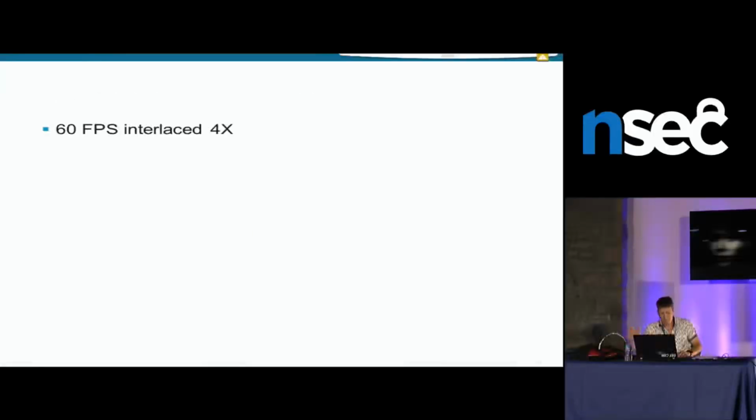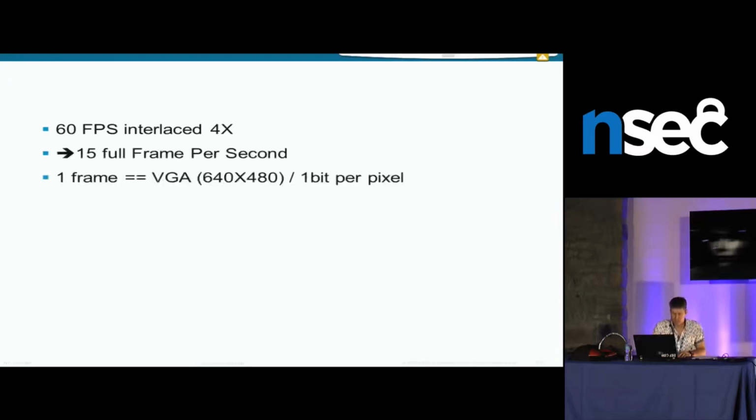All right, so if you do the math about the bandwidth here, this video was transmitted at VGA quality, 1 bit per pixel. It was interlaced 4 times, at 15 full frames per second. One frame is this quality, 1 bit per pixel. It boils down to roughly 4.5 megabits a second. Both sides are using 50% of a CPU, so I could crank it up and essentially double that.